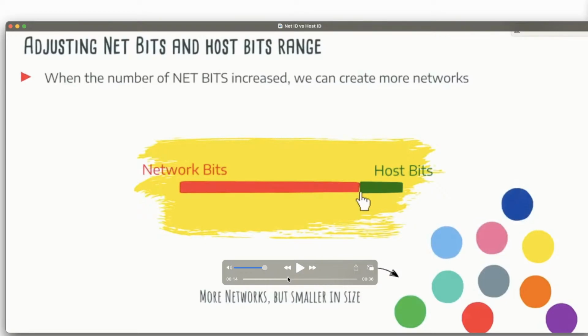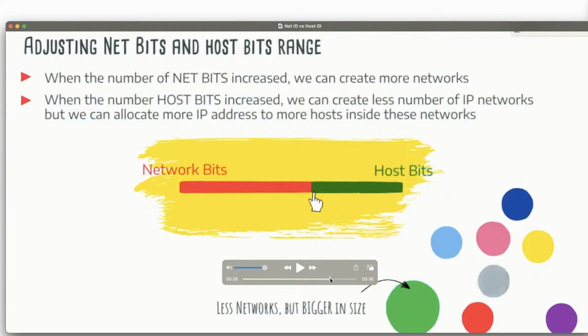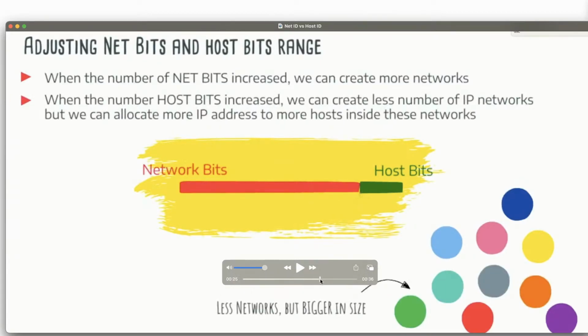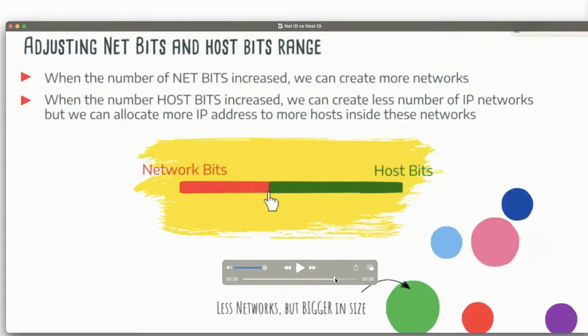Give and take, because we only have this many IPs. I cannot have a win-win situation. So if you want to have many networks, the networks will be small like this. If you want to have a bigger network, then you cannot have so many networks in this world. Then your network will be bigger. And the way we control this is by using the subnet mask.